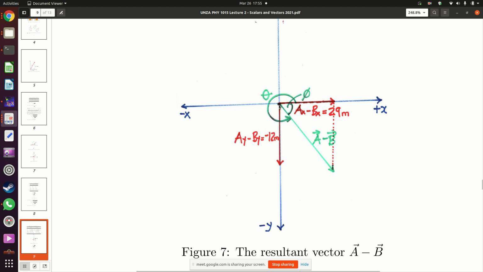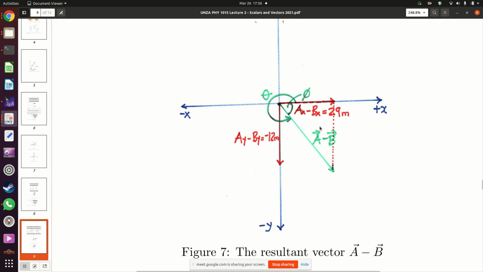So if you shift it like that, then you move along the x-axis up to the end of ax minus bx, which is 29 meters. Then you move down minus 12 meters. You end up here. When you end up here, it is the same as you moving from that point all the way up to here. So this green line is our a minus b. This green line represents our a minus b.